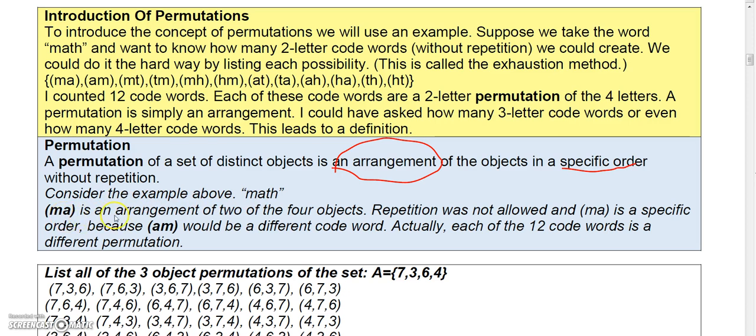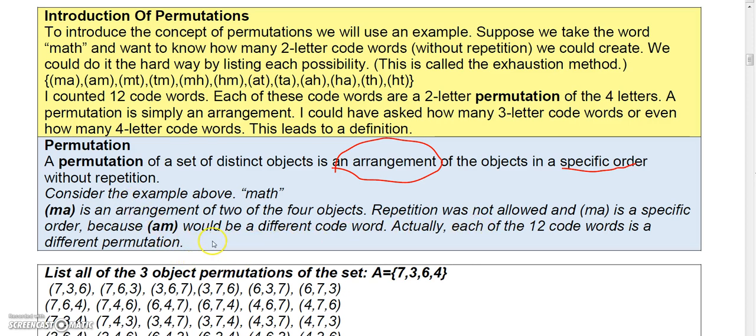Okay, now consider the example, math. MA is an arrangement of two of the four objects, MATH, and repetition was not allowed. And MA is a specific order, because AM would be a different code word. So since MA and AM are different code words, these are permutations. So we're looking for permutations, and each of the 12 code words is a different permutation.